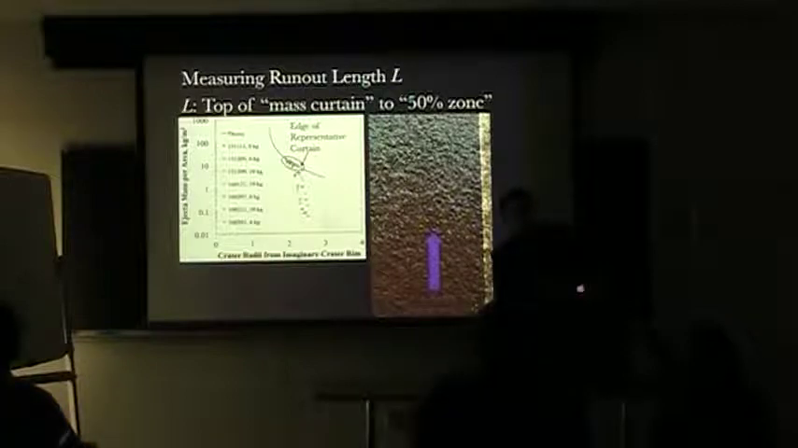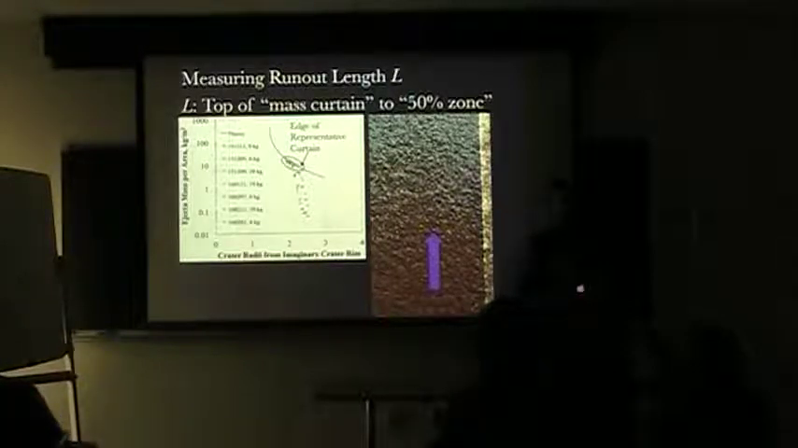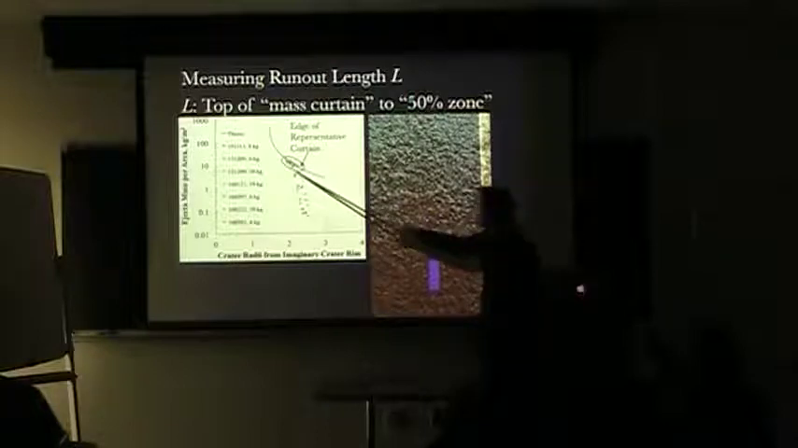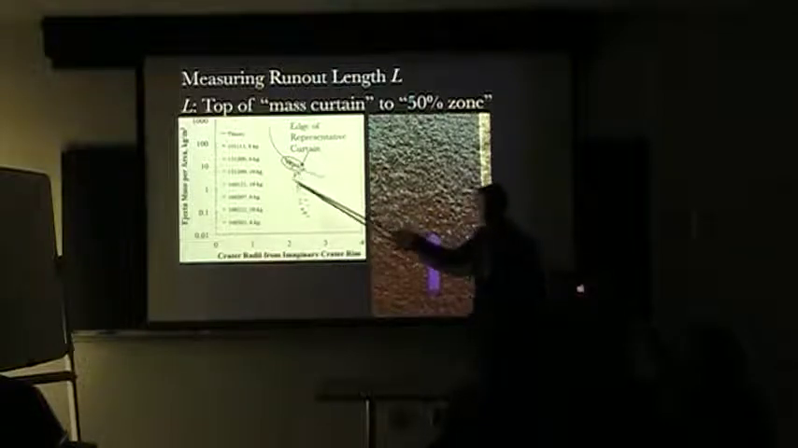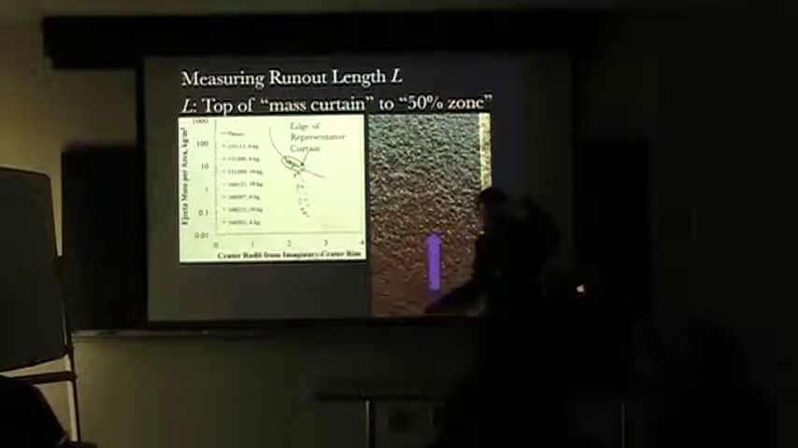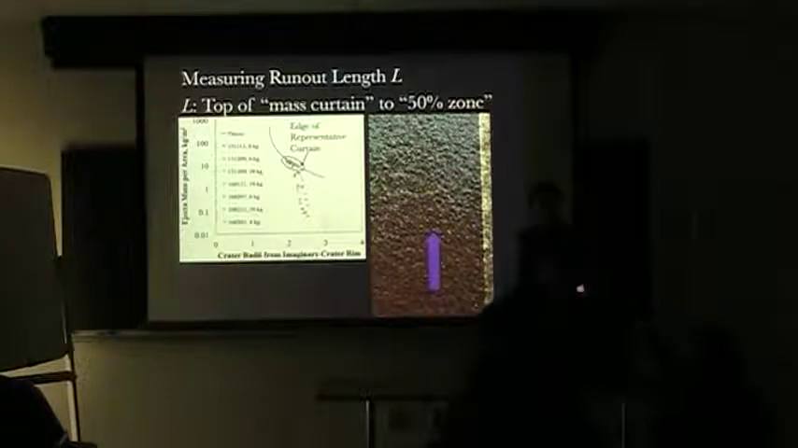Now to begin to compare the ejecta results to landslides, we need to measure the runout length, the runout length L. That's where the ejecta lands to where it stops sliding. And again, we're using the edge of the representative mass curtain here as the distance from which we start measuring that. We're going to take that as the distance where the curtain lands. Now we need to find out how far it flowed after landing.